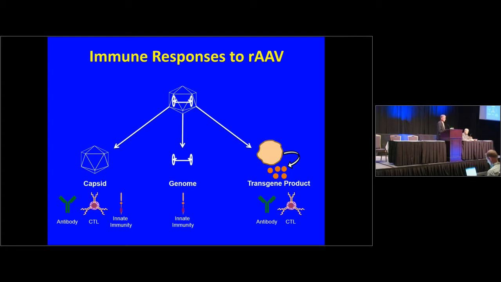The way we could think about AAV being recognized as a foreign entity that's invading the body is that it carries along various molecular structures, including its genome, its capsid that's made of protein, and then subsequently, after gene transfer, if there's successful transgene expression, there is a therapeutic protein that's being expressed. And so you could have innate immune responses that recognize the capsid or the genome, antibody and T-cell responses against the capsid, and potentially antibody and T-cell responses against your therapeutic gene product.